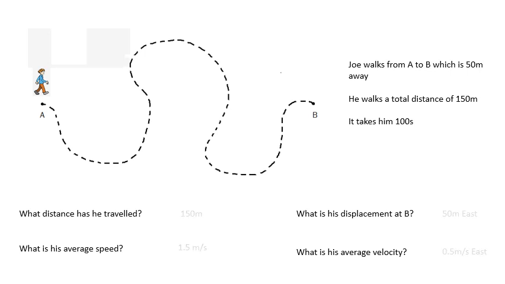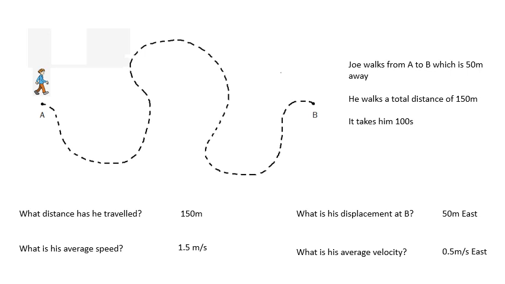And the answers are, now, what distance has he traveled? Well, that's 150 meters. It doesn't matter what direction that's in. That is just the distance he has walked. He has walked 150 meters. What is his displacement at B? Well, it's 50 meters east. Okay, distance, or if you like, length, is a scalar quantity. Displacement is a vector quantity. And he has ended up 50 meters away from where he started in the easterly direction. His displacement is 50 meters east.